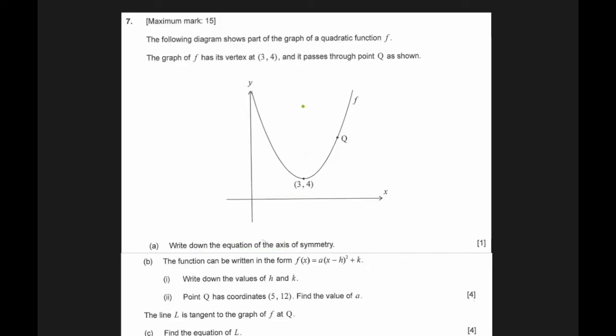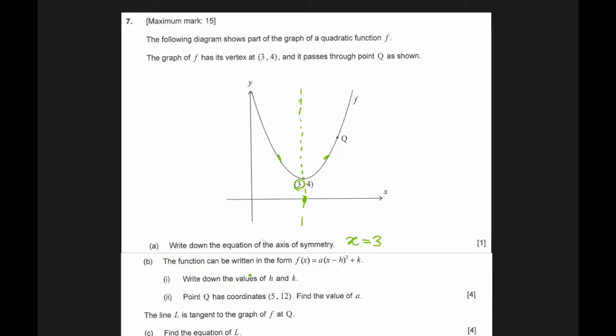The axis of symmetry is the vertical line that divides the graph into two equal parts that are reflections of each other. So this left part is a reflection of the right part, and this vertical line is the axis of symmetry. What will be its equation? It is the x-intercept of the line of symmetry. The x coordinate of the vertex is 3, so the x-intercept of this line will be 3. The equation of the line will be x equal to 3. This is the line of symmetry.